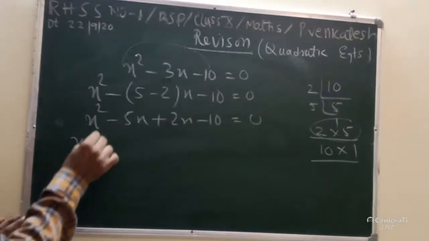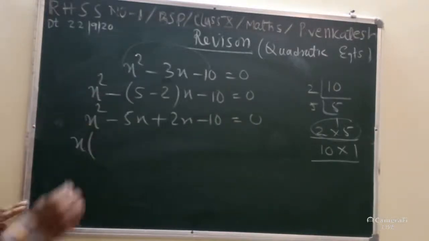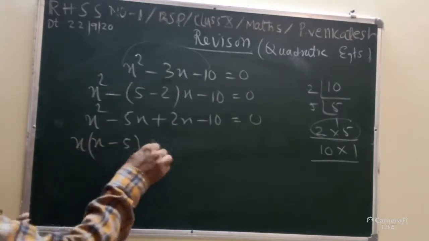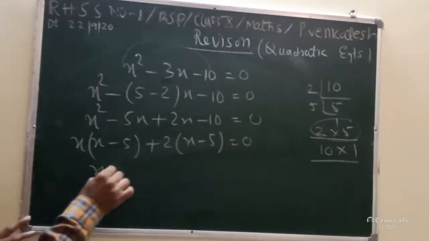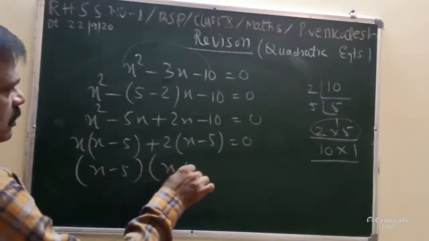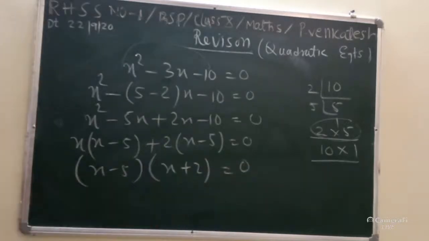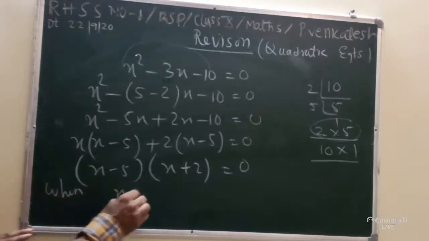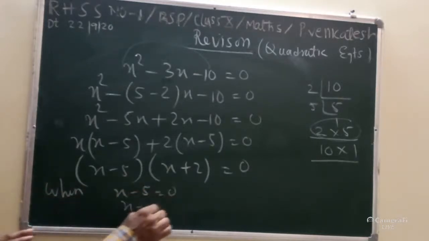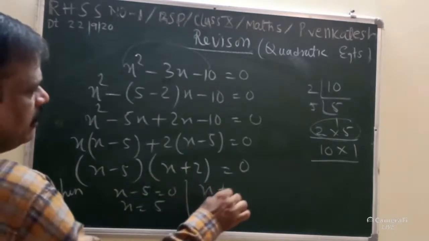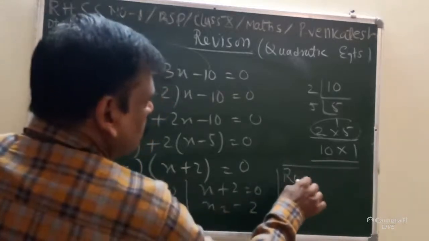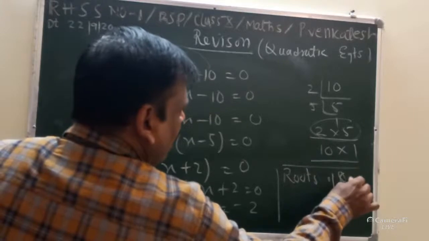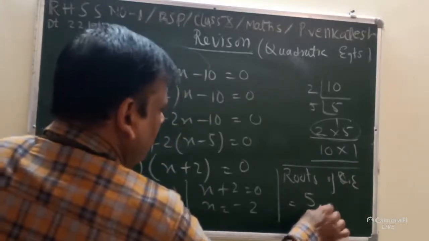Now what is common over here? You can see clearly that x is common over here, x minus 5, plus here 2 is common, x minus 5 equal to 0. Or x minus 5 is common, then x plus 2 equal to 0. Now the product of these 2 is 0, means either of them will be 0. When x minus 5 equal to 0, x is equal to 5. Similarly, when x plus 2 equal to 0, x equal to minus 2. Therefore, you can see roots of the quadratic equation are 5 and minus 2.